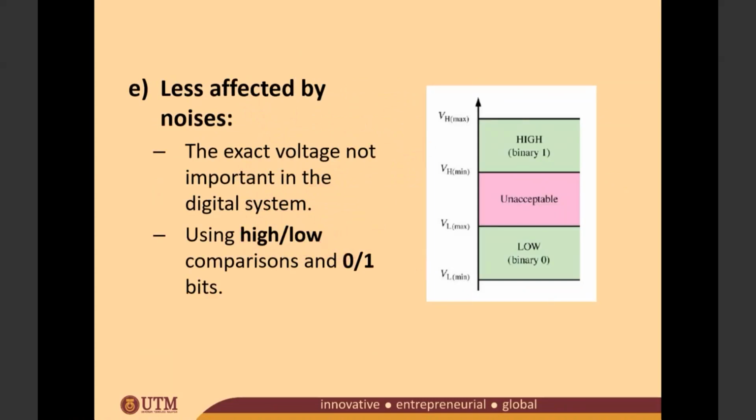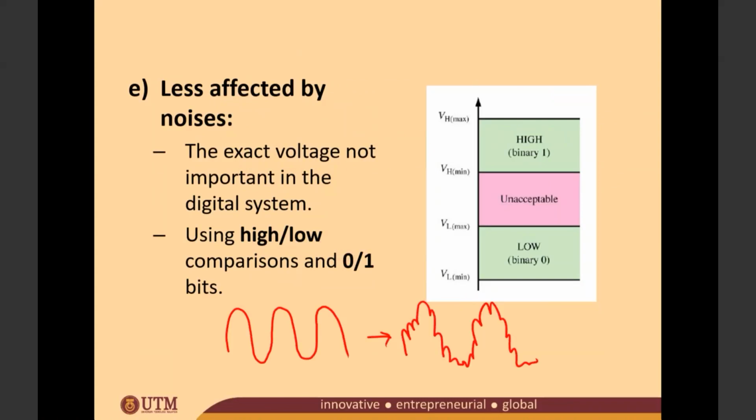Compared to an analog system, for example, this is the original signal from your analog system. If suddenly this signal is deteriorated by noise, it will become like that. So the quality is not the same as the original. It is already contaminated with noise. Since this is a continuous signal, when it is stimulated with noise, the quality will be affected.